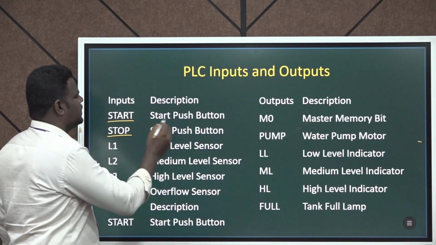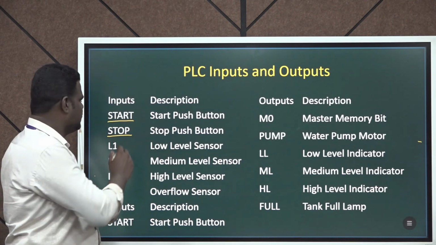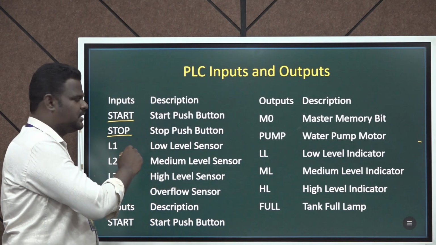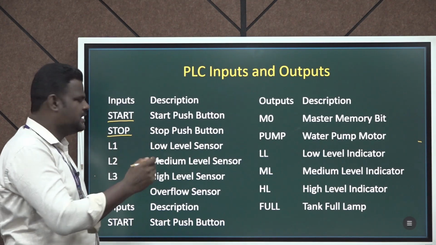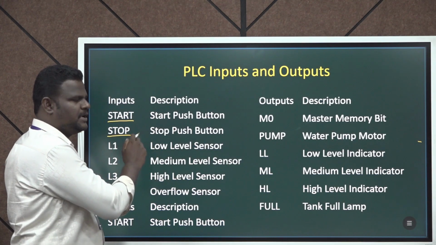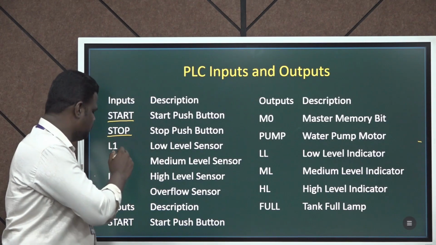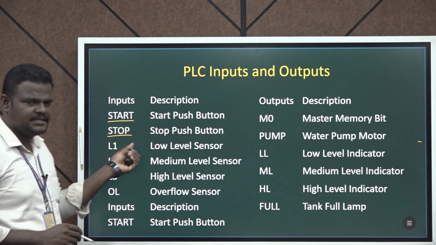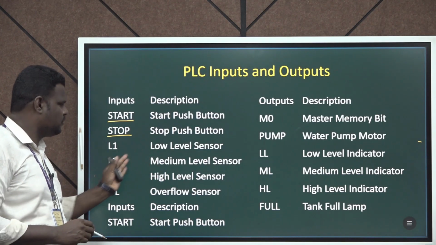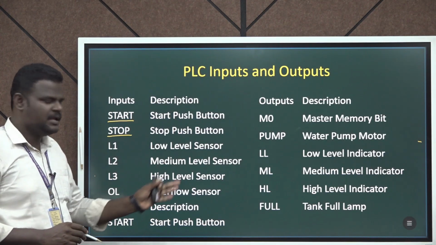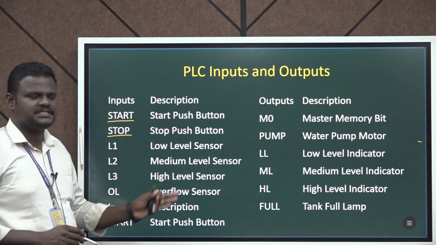Okay. The start boost button is mostly an NO type contact. The stop boost button is mostly an NC contact. If you press the start boost button, that NO will become NC. Similarly, the stop NC becomes NO. Okay. Then next, L1 to L3, these are the sensors used to detect the water level. L1 for low level, L2 for medium level, and L3 for high level. Then the OL sensor is the overflow sensor. Okay.